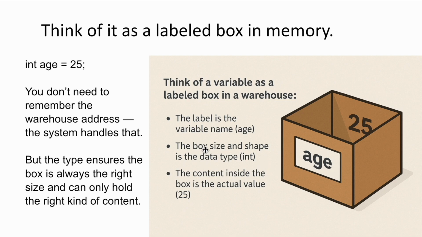This analogy helps you visualize something important. The name helps us refer to the value in code. The type tells the machine what kind of box it is and how to interpret its contents. And the value is what we can change during execution. And most importantly, the box lives somewhere in memory, and you don't need to remember the warehouse address. The system handles that. In Java, depending on the variable type and the scope, the box might live in the stack or on the heap.